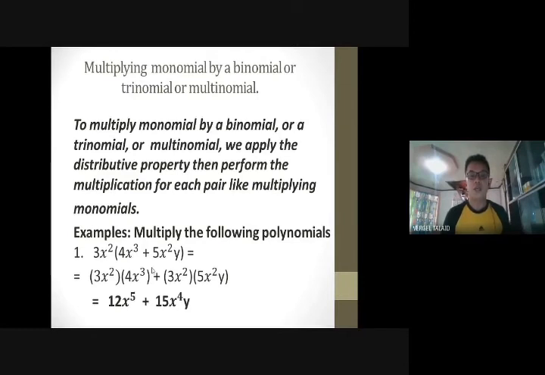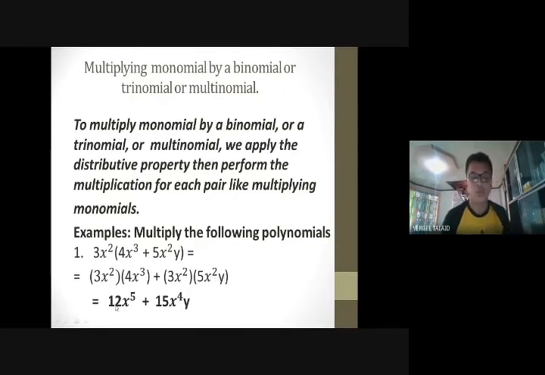So another example, we have here 3x squared times 4x cubed plus 5x squared y. Distribute 3x squared: 3x squared times 4x cubed plus 3x squared times 5x squared y. So 3 times 4, that is 12. Add the exponent of x, we have x to the power of 5. That is the product rule. 3 times 5, that is 15, x to the power of 4. You're going to add the exponent of x, then bring down y. So we just copy y.